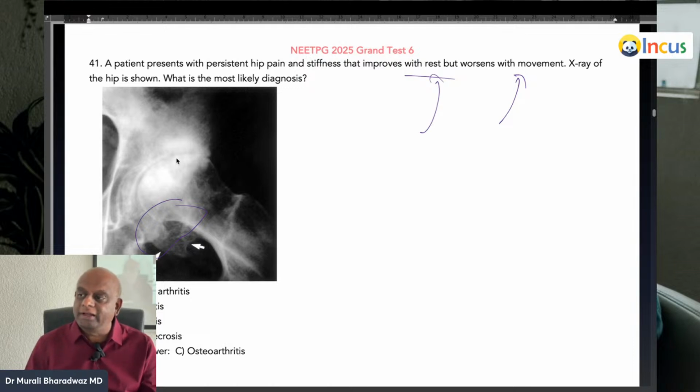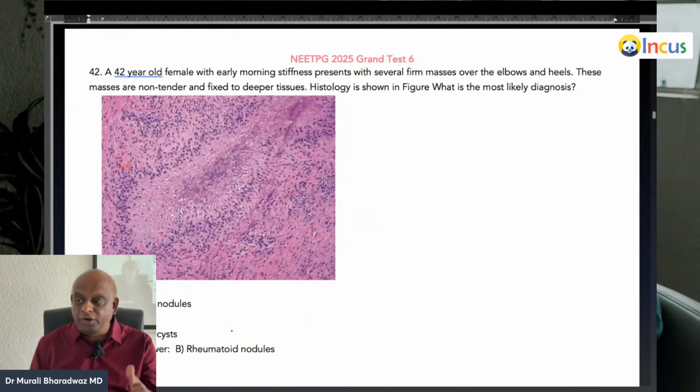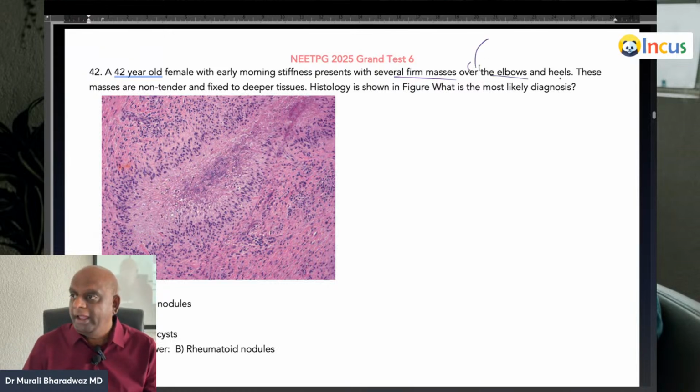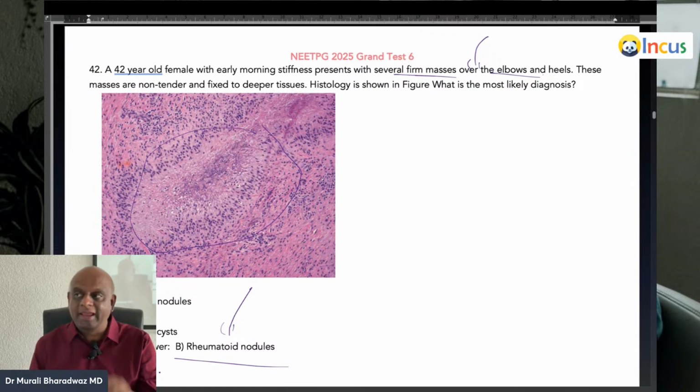X-ray of the hip is showing completely diminished space, presence of osteophytes, which is very classical of osteoarthritis. 42-year-old with early morning stiffness with several firm masses on the elbows and heels, which is what you are able to see here, the presence of a pannus, which is classical feature of rheumatoid nodules. They are non-tender firm masses on the elbows and the heels.